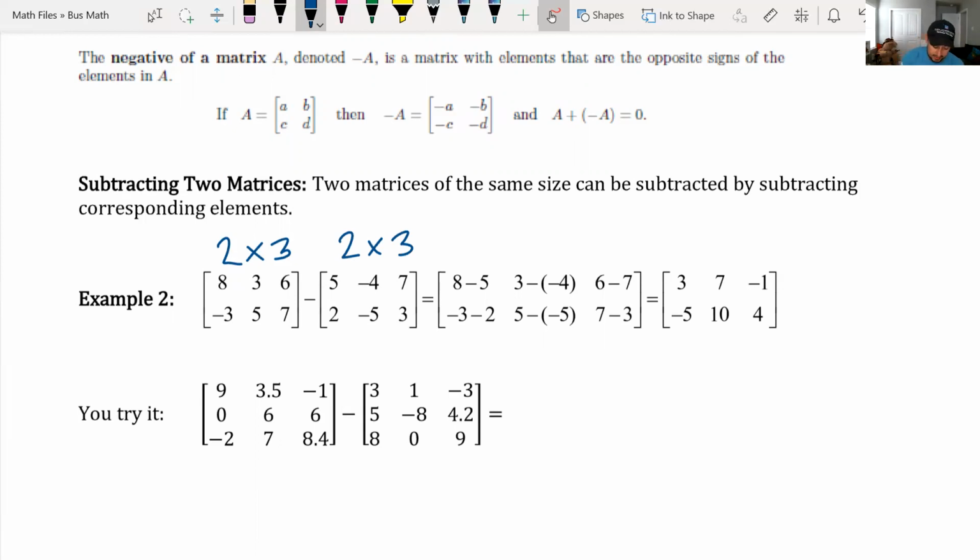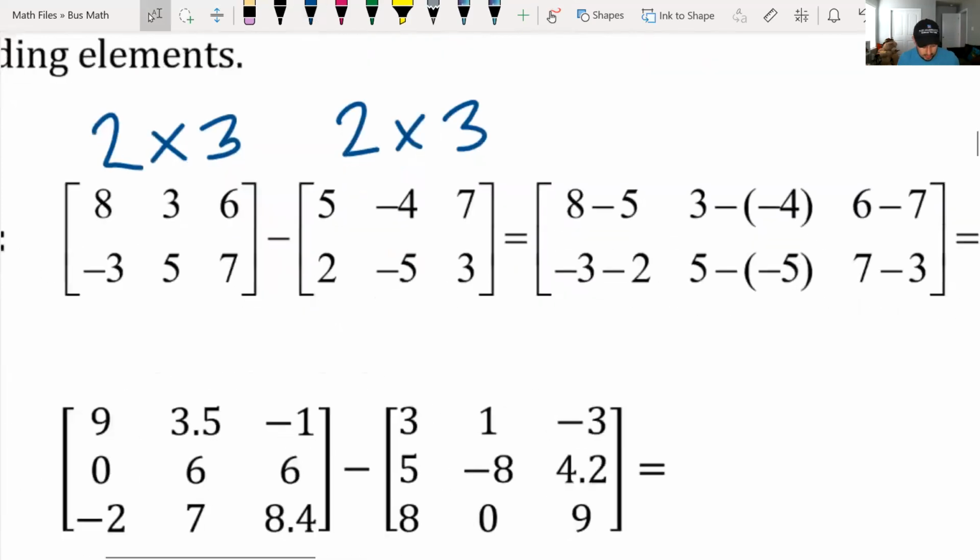So just like you see here, 8 minus 5, right there. First element in matrix 1 minus the first element in matrix 2. So on and so on until we get to the final matrix, which is also a 2 by 3. Okay. Let's try it out.